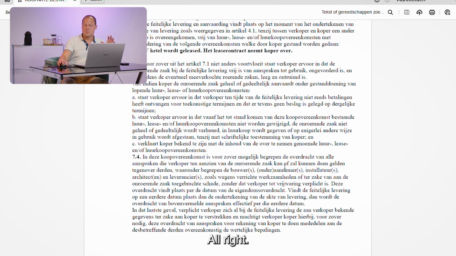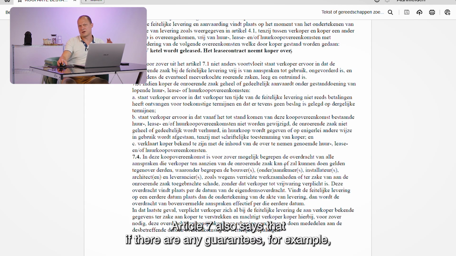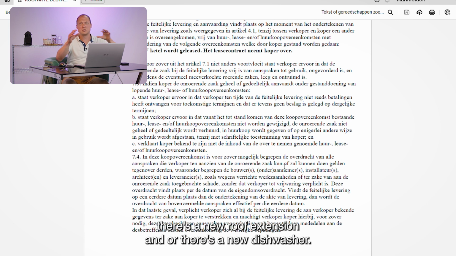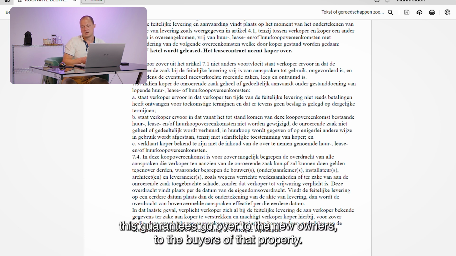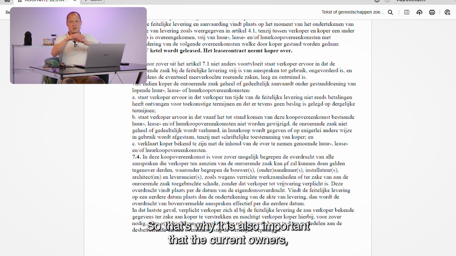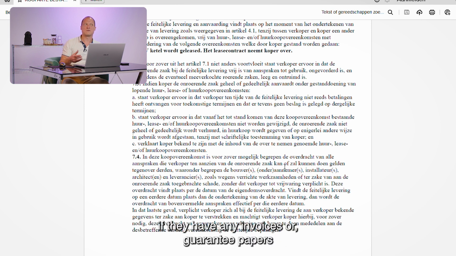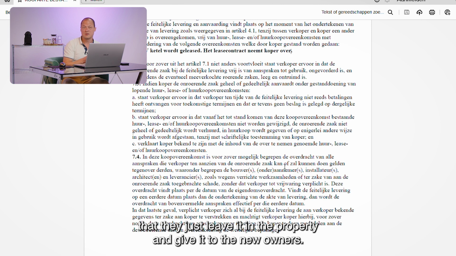All right. Article 7 also says that if there are any guarantees, for example, a new heating boiler, a new roof extension, or a new dishwasher, and if there's still guarantee on all those kinds of things, these guarantees go over to the new owners, to the buyers of that property. So that's why it's also important that the current owners, if they have any invoices or guarantee papers, just leave them in the property and give them to the new owners.